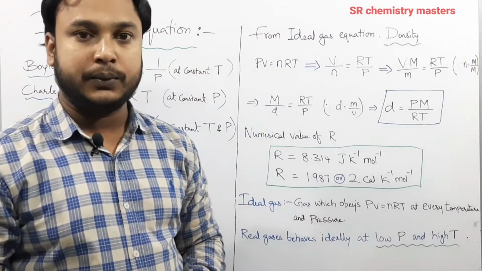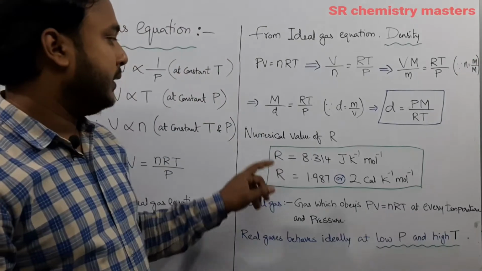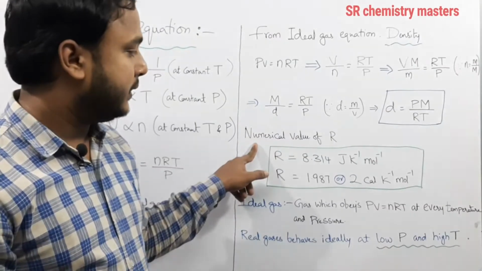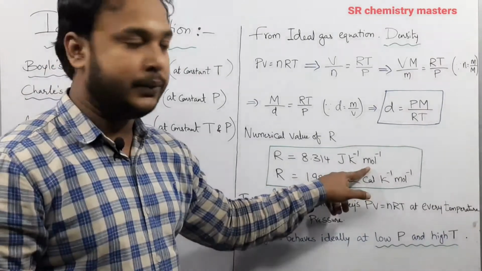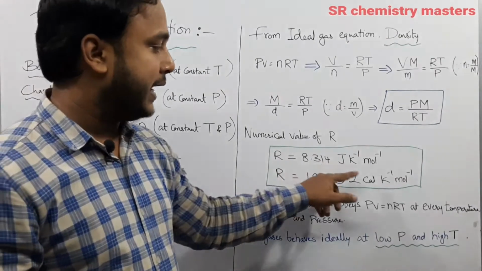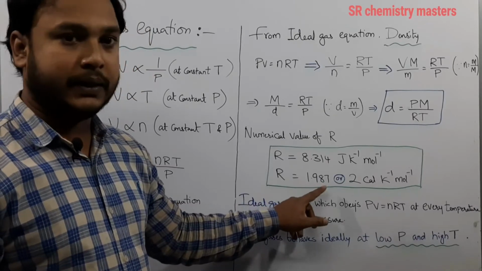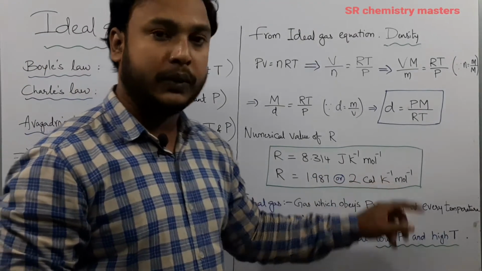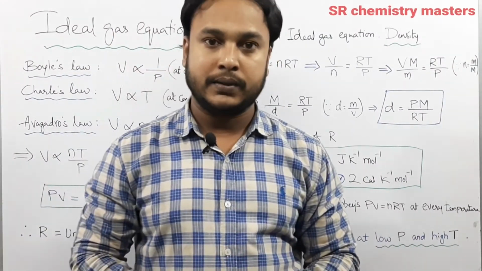Here we have given you the values for the universal gas constant. The numerical values for R, that is the universal gas constant: in terms of joule per Kelvin per mole, the R value is 8.314, whereas in terms of calories the R value is 1.987, or else approximately it is 2 calories per Kelvin per mole. These are the values for R, the universal gas constant.